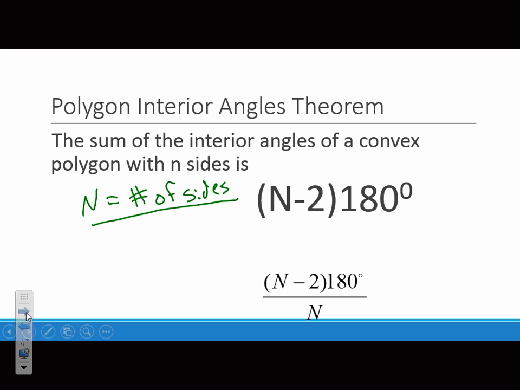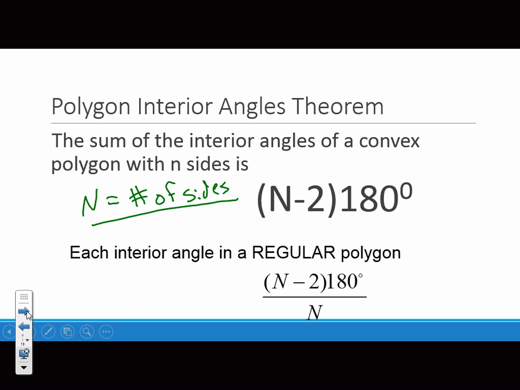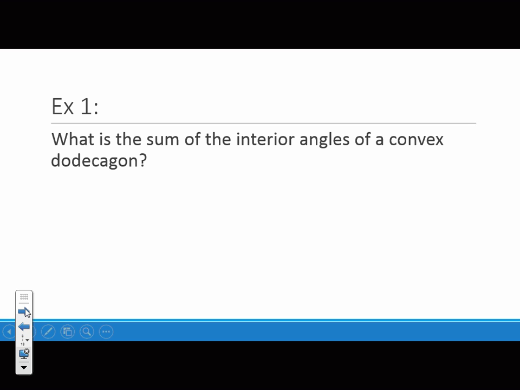That's very important. Okay? Also, if we want to find each angle of a regular polygon, which means that all of the angles are the same, we're going to take our n minus 2 times 180 and we're just going to divide by n, the number of sides. Alright, so let's get on to a couple of examples.